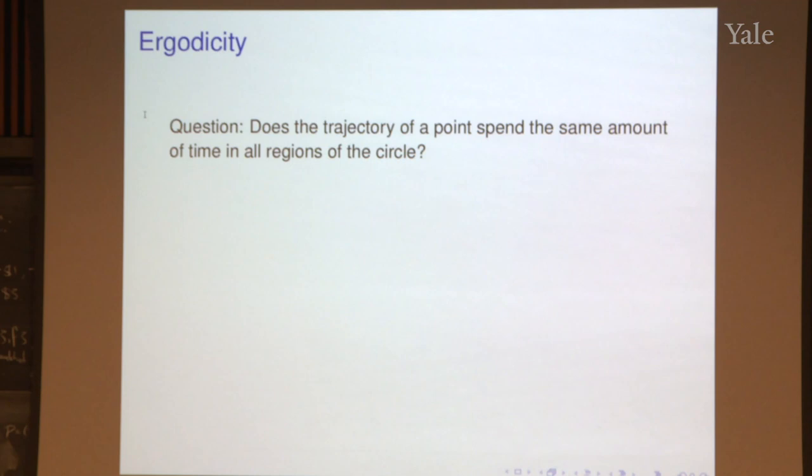But we can ask an even finer question than that, which is, okay, I know that for an irrational rotation, if I keep going over and over and over again, my orbit is eventually filling up the circle. But does it spend equal amounts of time in all parts of the circle?